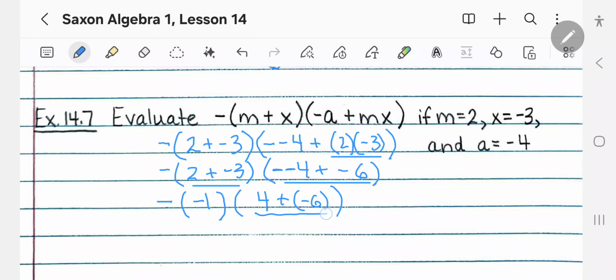Now we can go ahead and do this. Signs are different. Keep the sign of the largest absolute value. Here we have the opposite of negative 1, which is going to be a positive 1. And 1 times anything is just going to be that number. So negative 2 is your answer there.